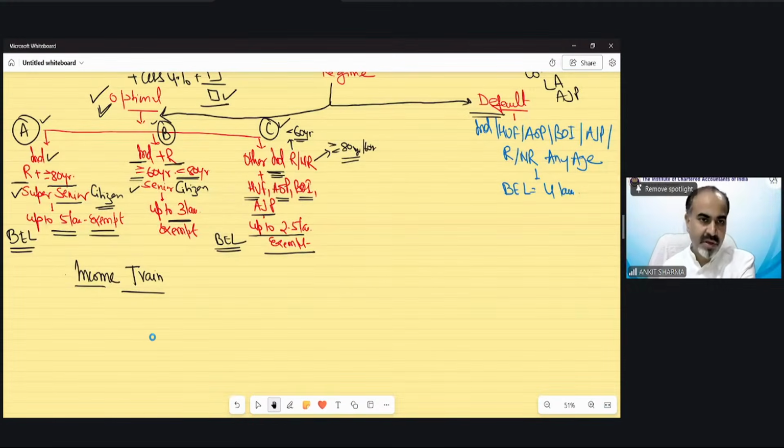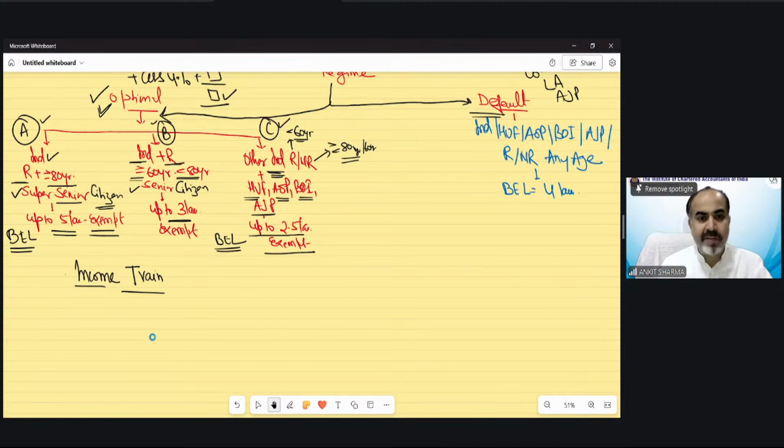So going back to the provision, as we were discussing the concept of rates of tax, we have seen that in case of the optional scheme, there are three categories. If you are a resident super senior citizen individual, the basic exemption limit is 5 lakh. If you are a senior citizen, the basic exemption limit is 3 lakh. And if you are any other individual or HUF, BOI, AOP, then the limit is 2.5 lakh rupees.